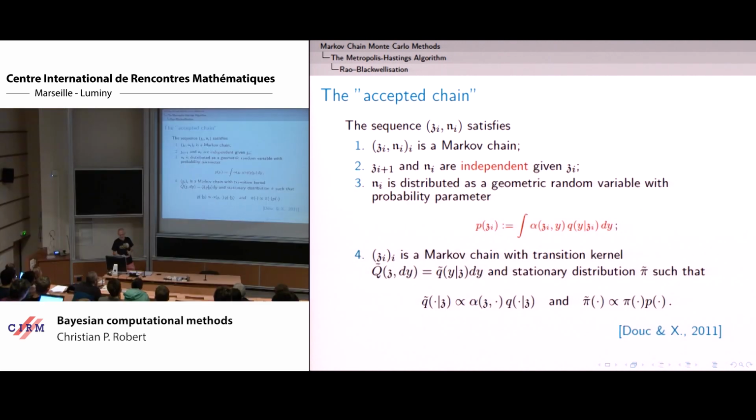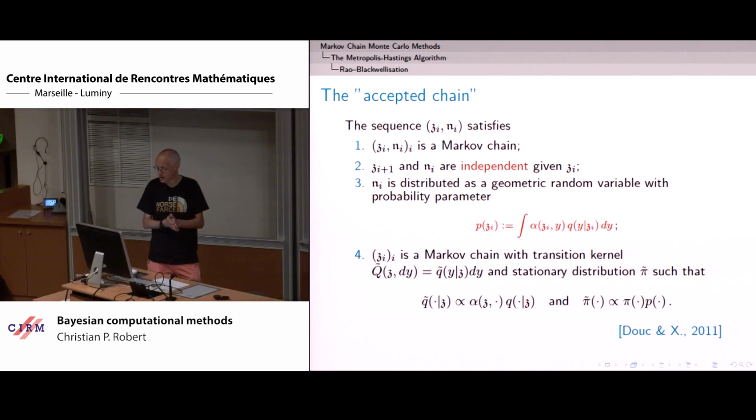And so this accepted chain has different properties, and the realized sequence of x_t's is still a Markov chain. The number of repetitions is independent of the next value, because you keep accepting depending on z_i. n_i is a geometric distribution, a very simple property, with acceptance probability p of z_i. And as we saw, the Markov kernel is this q tilde, which is a different target, and because p of z_i is usually not available in closed form, that's a sort of intractable stationary distribution.